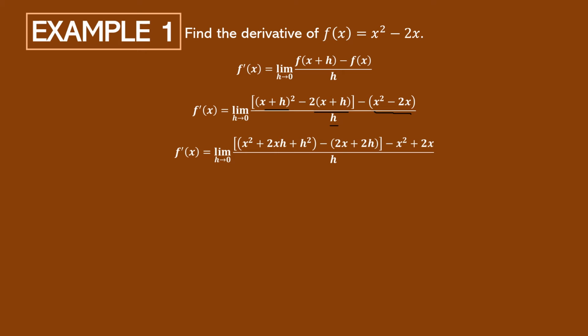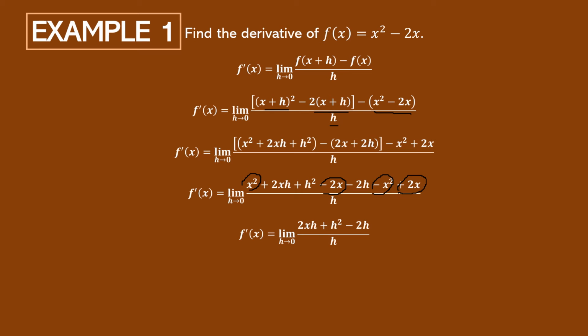And then we continue simplifying the expressions. So x squared plus 2xh plus h squared, then distribute negative to our 2x plus 2h. So we have negative 2x minus 2h minus x squared plus 2x all over h. And then we combine the like terms such as x squared and negative x squared. We also have negative 2x and positive 2x. So if we combine these like terms, we get 0. So what has been remained would be 2xh plus h squared minus 2h all over h.